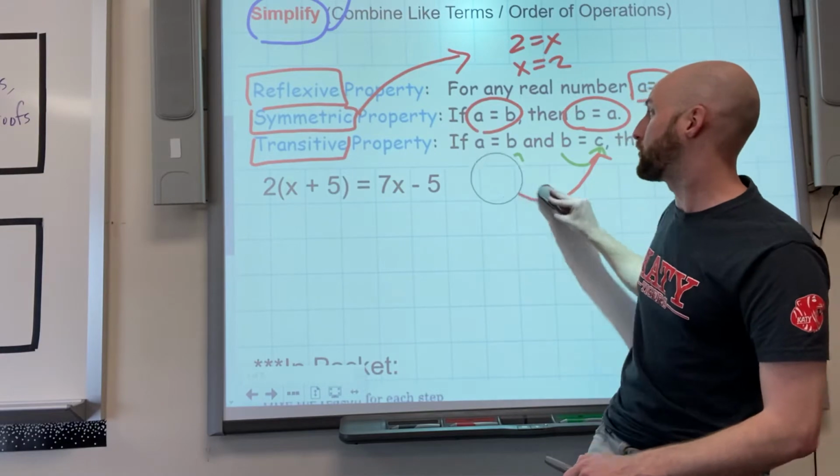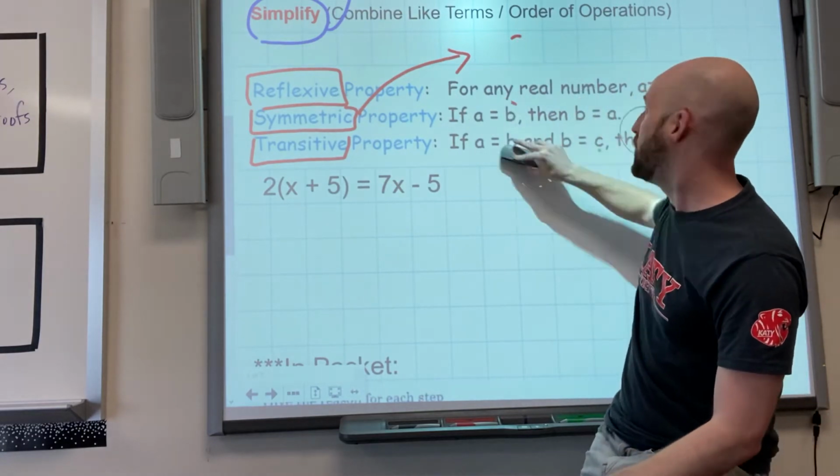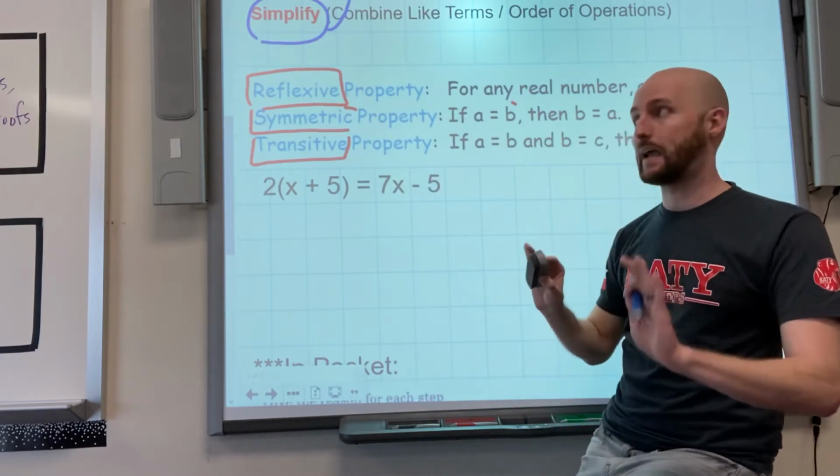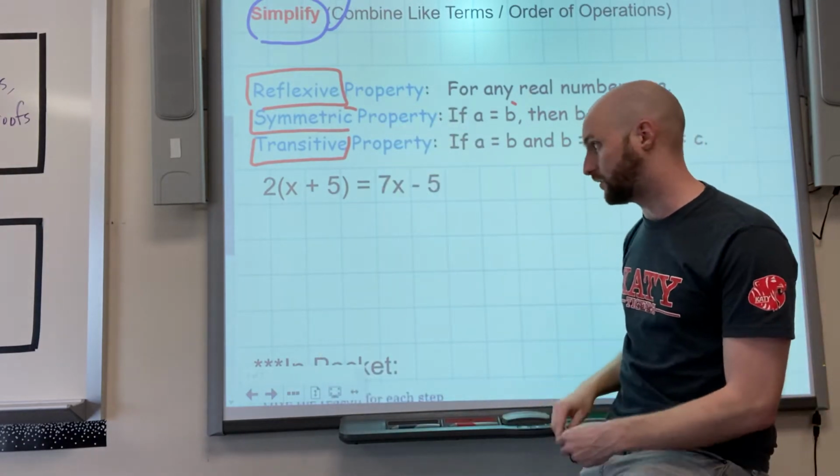Again, for the algebra proofs we're doing today, the only one of these three you're going to see probably is symmetric. But again, I'm just introducing some vocab words you're going to see.